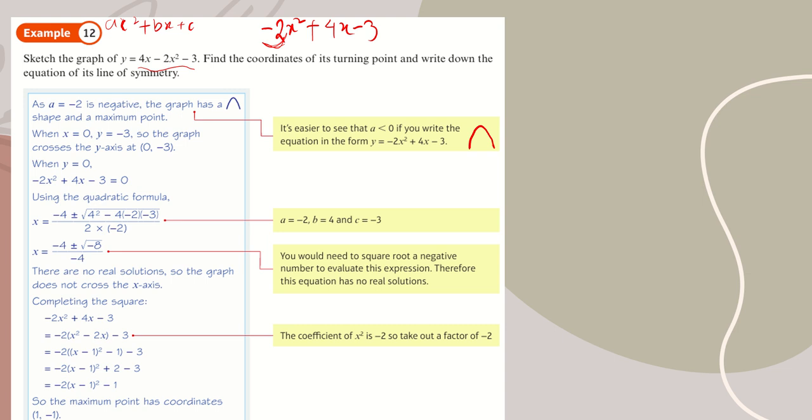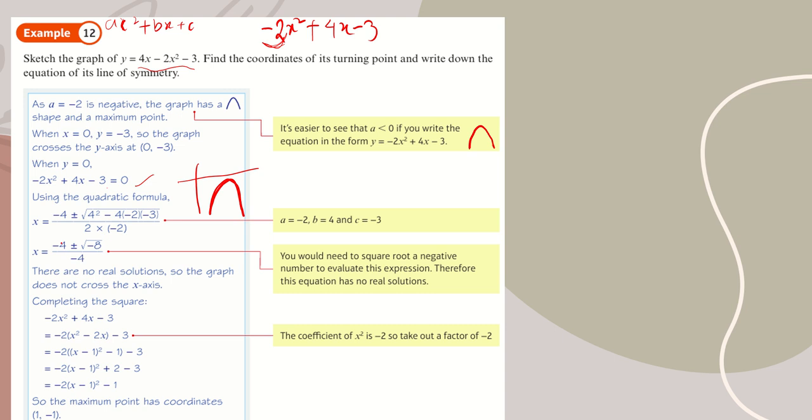The next step that we need to find out is the x coordinates, correct? So you have minus 2x square plus 4x minus 3 equal to 0, because we know that on the x-axis y equals 0. So if we use the quadratic formula and solve this, we get x equals minus 4 plus root over minus something. Now if you put this in your calculator, you will get a math error. So if you get a math error, that means there are no real solutions of x. And what does that mean? That means this graph that you will get will not cut the x-axis. It will just go like this. It will not cut the x-axis.